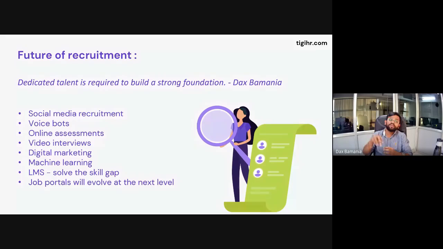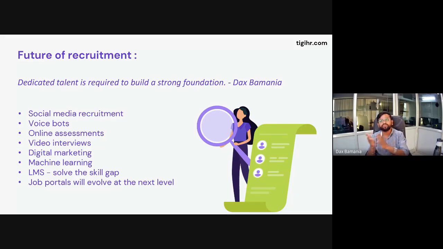It will work under the learning management system only. People will hire less qualified employees as well, but with a lower frequency. They'll provide them training with the LMS, with the smartphone and all that. Then job portals will evolve to the next level of the modern era. So these are actually the future of recruitment, that job portals will evolve.